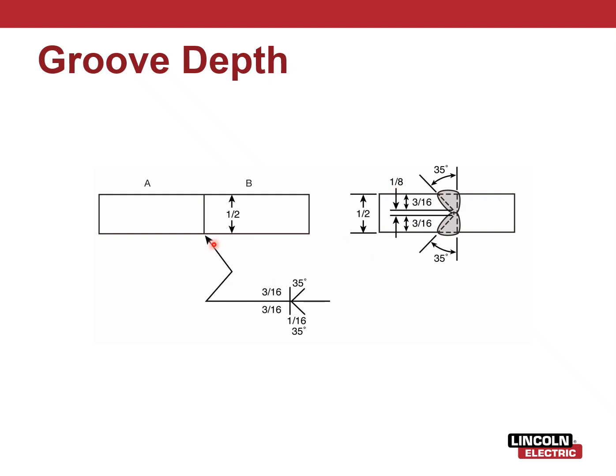Once again, arrow broken, so we're prepping that side. We've got a double bevel, 35-degree, 35-degree, 16th inch root, and a 3/16 depth. Again, just going down to the root, to the landing.